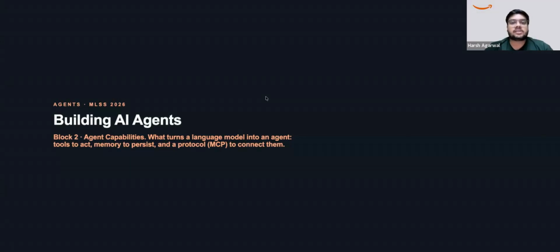Think about it. What actually separates an agent from a chatbot are these very three things: tools, so it can act on the world; memory, so it can persist across time instead of forgetting everything; and a protocol, so it can connect to the tools without a custom integration required each time.